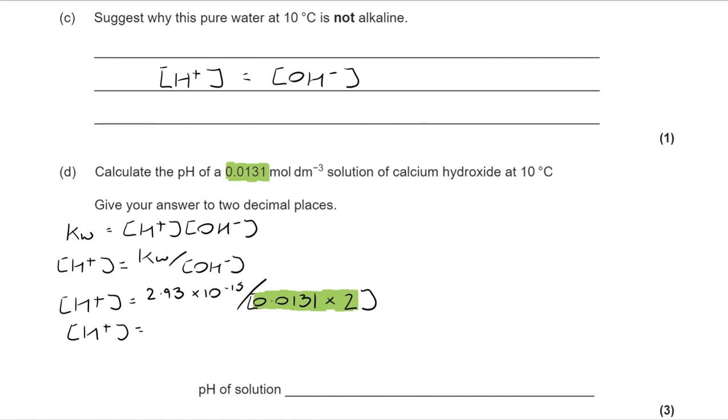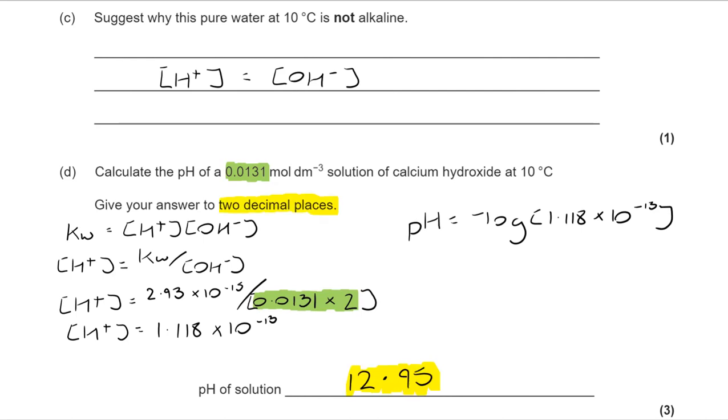Now, when I put those figures in, it allows me to calculate my concentration of H+. I've got my concentration of H+. I can substitute that into my pH expression, and that allows me to calculate the pH to 12.95. Again, I'm asking myself, is that reasonable? It's a strong base, and it's 12.95 up towards the 14 upper limit. Absolutely. Happy to move on with that as well.